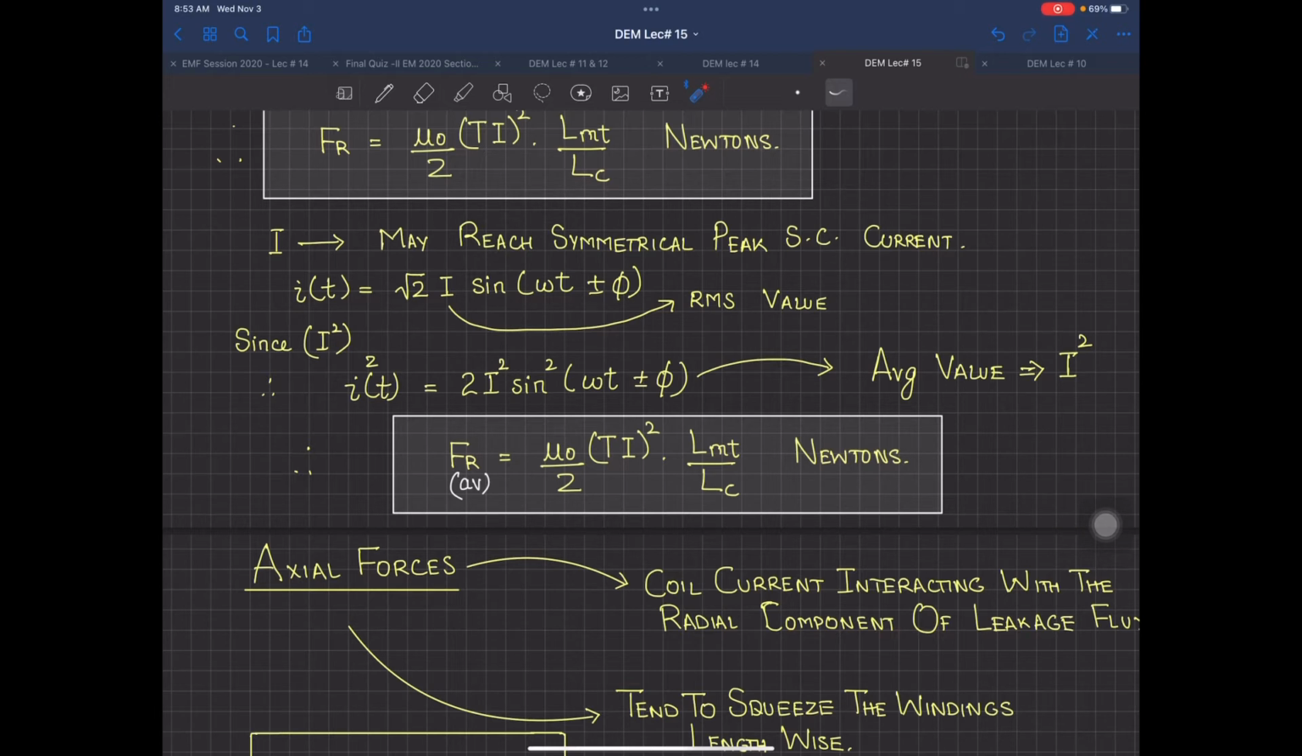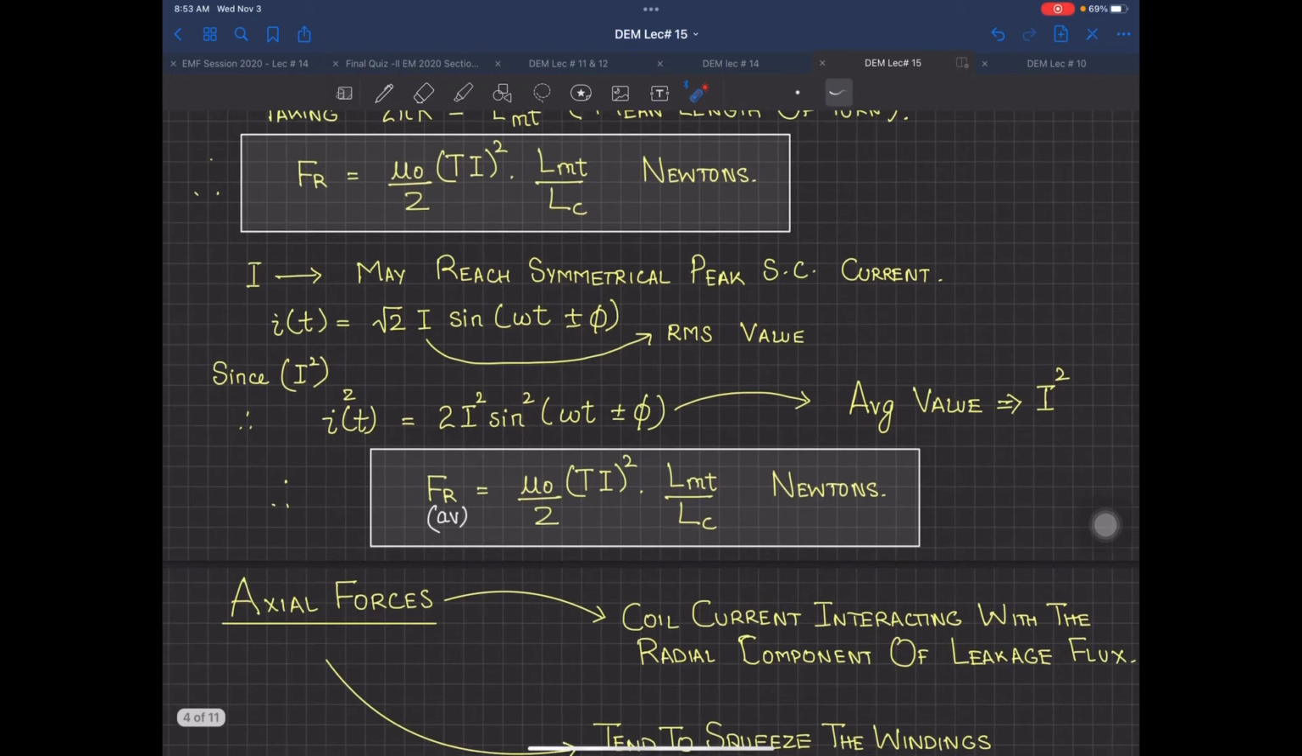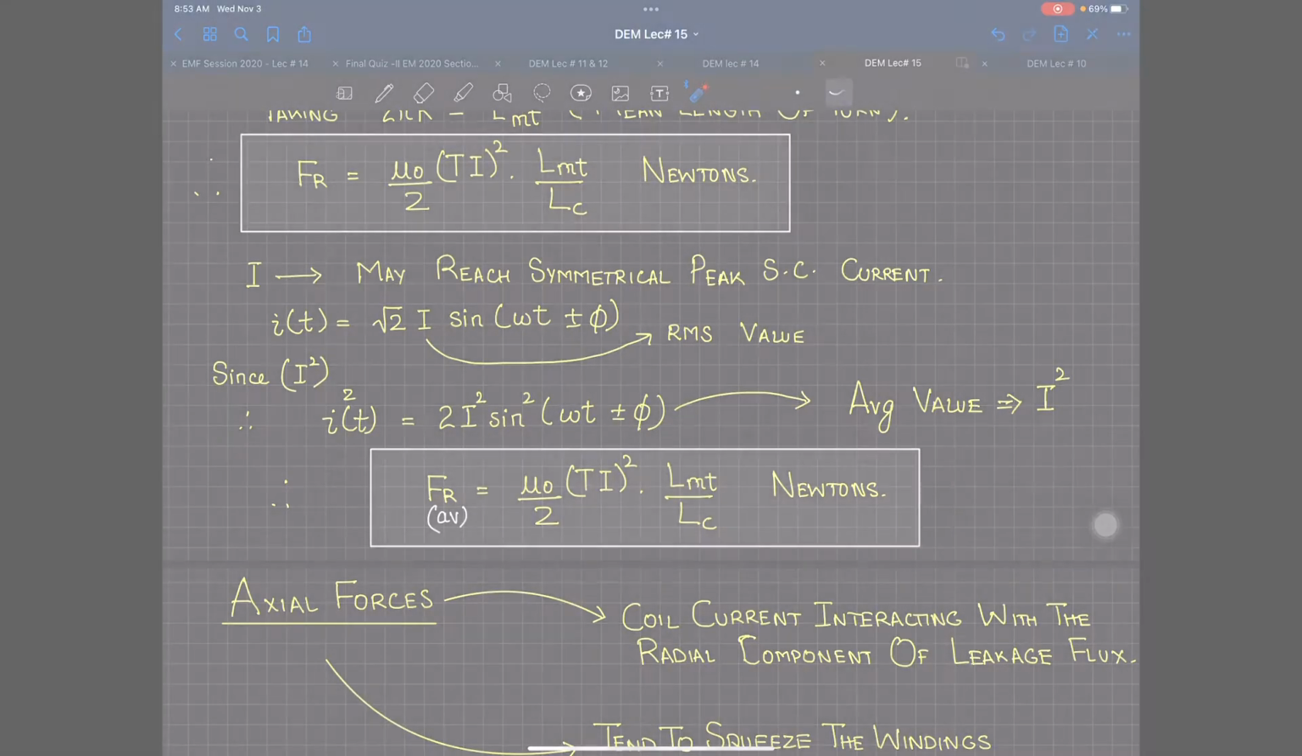So what this means is, if this was FR, this FR was equal to this formula. Now if I want to find out the average value, it is the same, and this I is the same RMS value over here. Got it, Svanti? So why am I interested in the average value? I need to find out the peak also, but I need to find out the average value so that the winding can be designed based on that average value also. So this is my FR average. This is equal to mu naught by T, Ti square into LMT divided by LC.